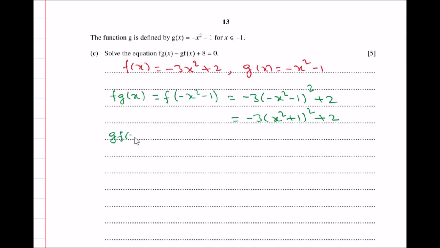This time we have to put f x into g x. So g f x is minus 3x square plus 2. So right here minus 3x square plus 2. Now next we have to substitute into g. So let's substitute minus 3x square plus 2 whole square minus 1.